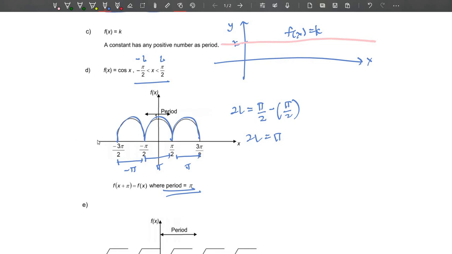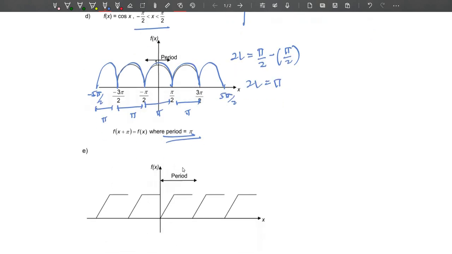Let's say negative 3 pi over 2, then another pi here, so that means until negative 5 pi over 2, and it repeats the same shape. The same goes here. If we have 5 pi over 2, it repeats the same shape, until infinity.